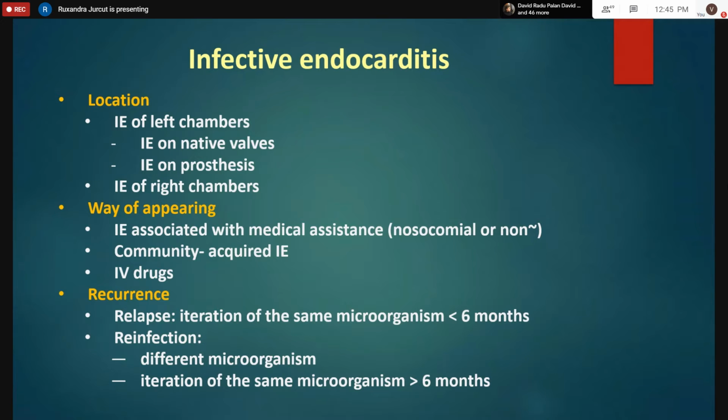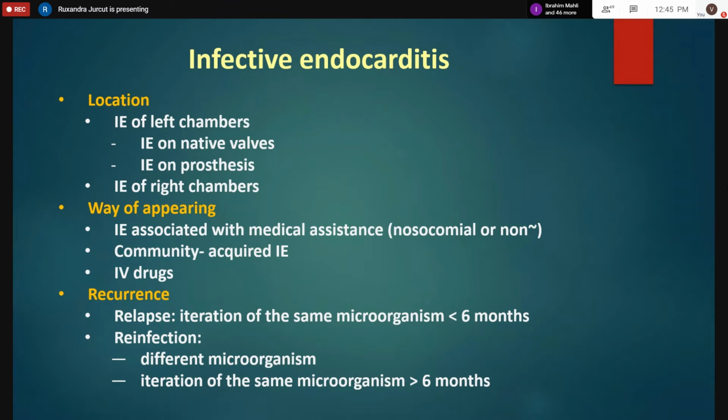So either the patient went to dental medicine and had an extraction of a tooth, or they had some other intervention, or they had surgery, or they had a tattoo, for example, and that is not really nosocomial, but it is still associated with something done by another person. And then through this intervention, there is an entry site of a microorganism into the blood. And IV drugs is another, different situation.